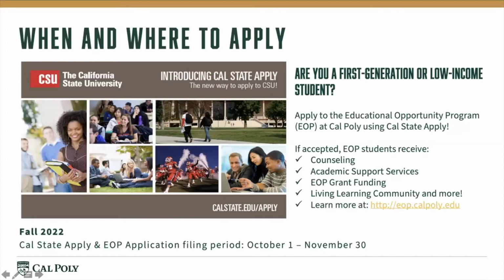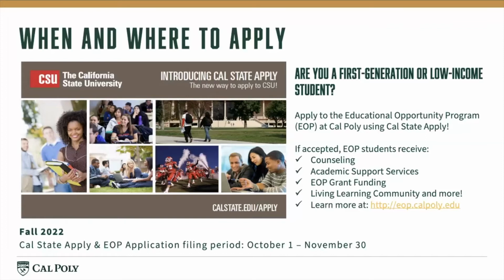Also, it's important to note that there is a $70 per campus or per Cal State application fee. So if you apply to more than one campus, in addition to Cal Poly San Luis Obispo, there will be a $70 fee per CSU campus that you choose to apply to.